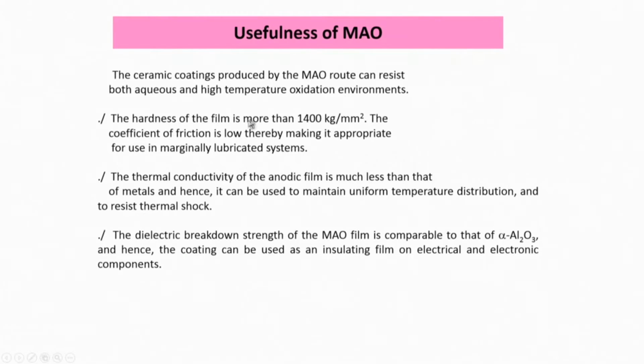These are a few of the usefulnesses of the micro arc oxidized product. The hardness of the film is more than 1400 kilojoule per millimeter square. The thermal conductivity is much lower than that of metal and hence it can be applied for thermal barrier coating applications. The dielectric breakdown strength of the MAO film is comparable to that of alpha alumina and hence the coating can be used as an insulator for electrical and electrical generator applications.